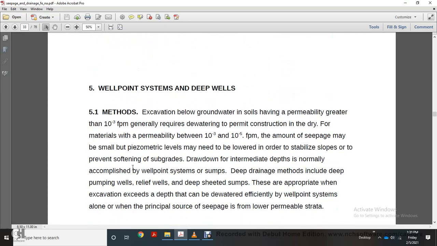Well point systems and deep wells. Alright, dewatering methods. Excavation below the groundwater in soil with permeability greater than 10 to the negative third feet per minute generally requires dewatering to permit construction in the dry.